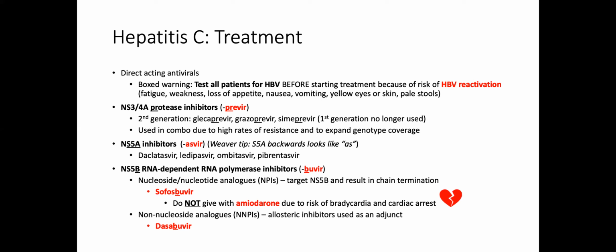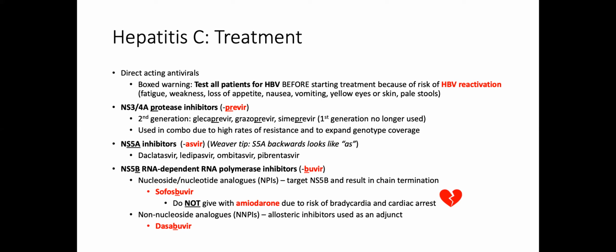NS5B, the "buvir," is going to be RNA-dependent RNA polymerase inhibitors. And so like sofosbuvir, make sure that you do not give this with amiodarone. I would remember that because it is a risk of bradycardia and cardiac arrest if you give them together.